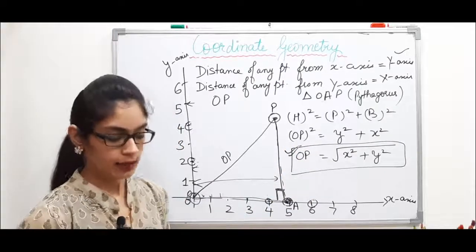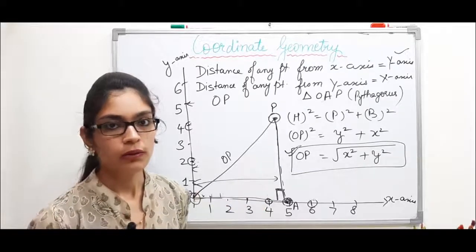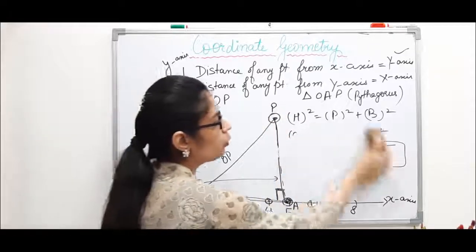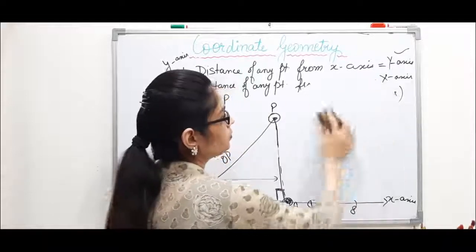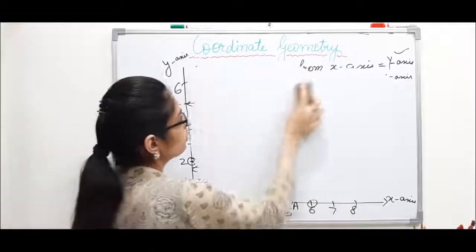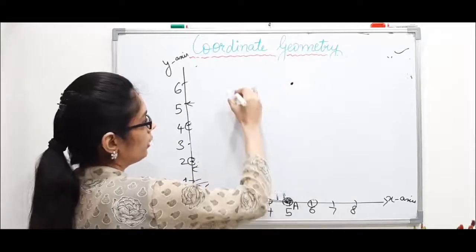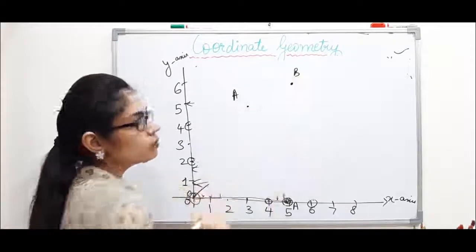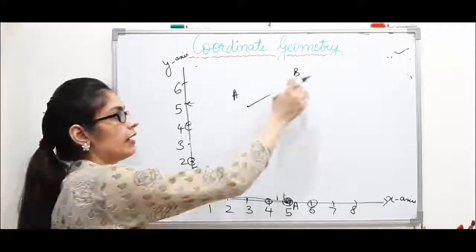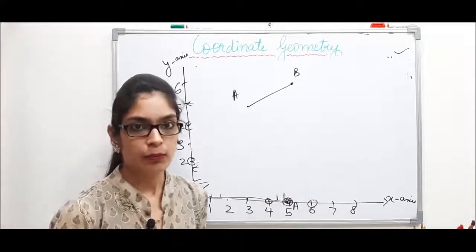And now let's find out the distance between any two points. See, until now we have only found the distance of one single point. Now let's find out the distance of two points from each other. So I'll explain it here. Let us assume I have two points. One point is A and the other one is B. I have to find this distance between point A and point B. This is what we are going to use in exercise 7.1 also.